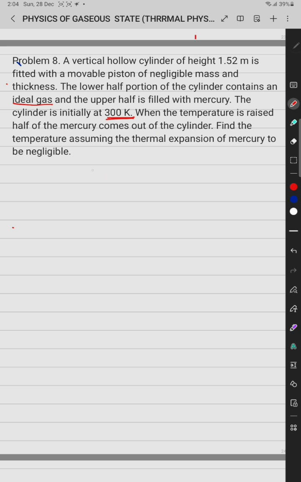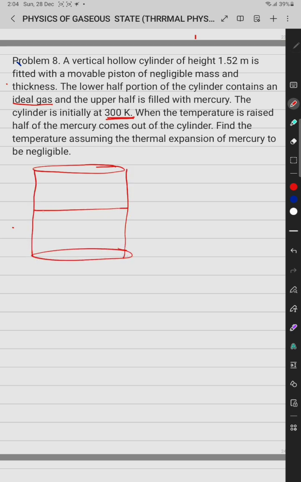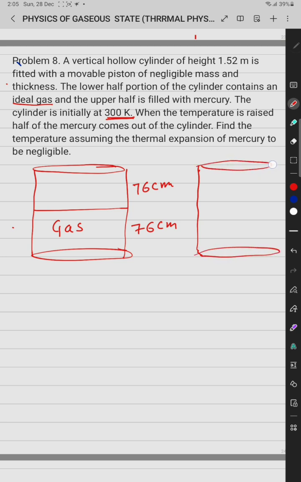It means according to the problem and the given diagram, if this is the cylinder, that is a piston which divides it into two equal parts, and the height is 76 centimeter and that is 76 centimeter. It is an ideal gas. When it is heated, suppose the final temperature is T, but at that time half of the mercury will come out.